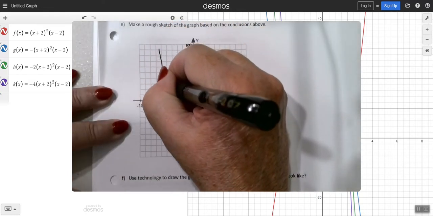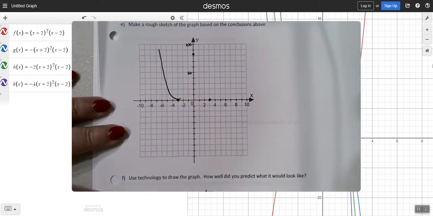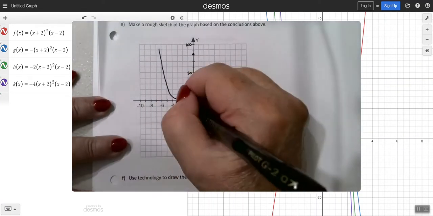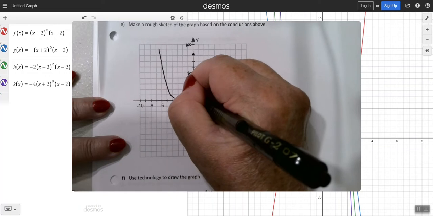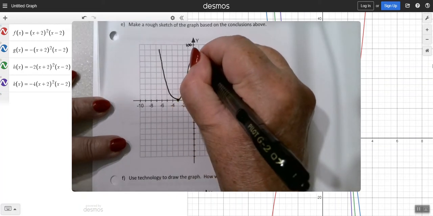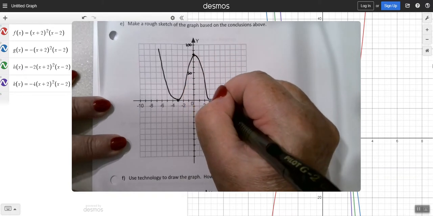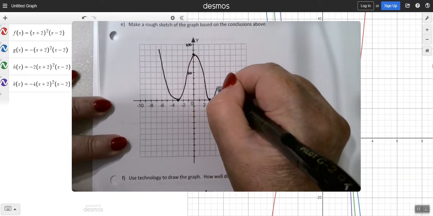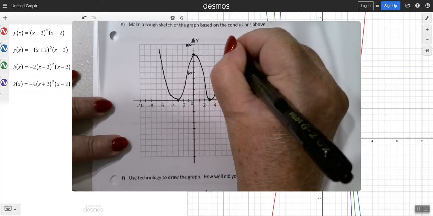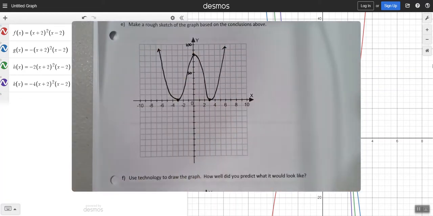When I get to the 0, I just bounce off the x-axis. I don't cut through it. I'm going to have to go up here to the y-intercept. And somewhere in here there's going to be a maximum so that I can come back down and once again bounce off the x-axis at the other x-intercept. And I end up to the right.